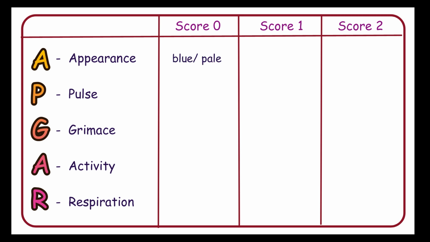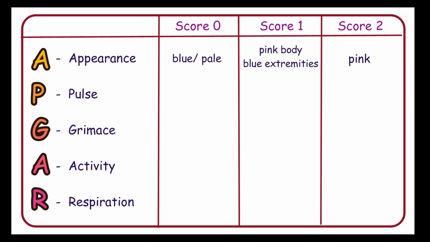If the color of the baby is blue or pale all over, then the score is 0. If the body of the baby is pink, but the extremities, that is the hands and legs, are blue, then the score is 1. And if the baby is completely pink, then the score is 2.